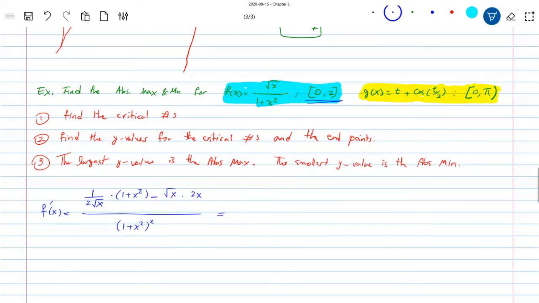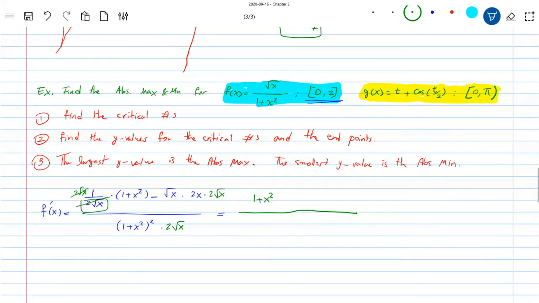If you simplify this derivative, I'm going to get rid of the square root in the denominator. So what I do is multiply everything by 2 square root of x. I will multiply 2 square root of x to this term, 2 square root of x to this term, as well as 2 square root of x in the denominator. By doing this, I can cancel out these two. So what I have is 1 plus x squared.